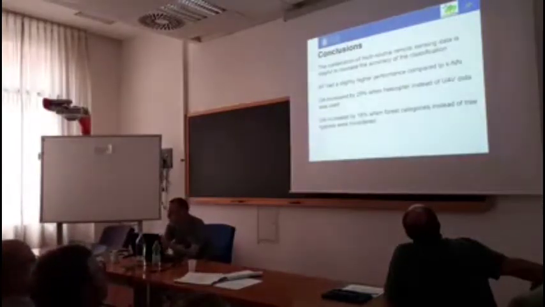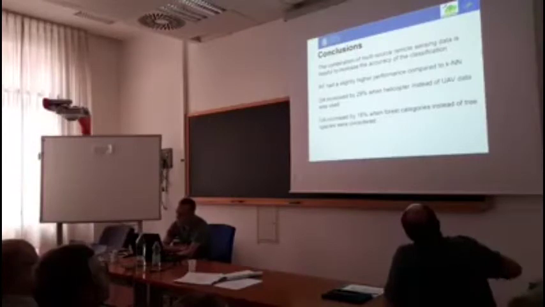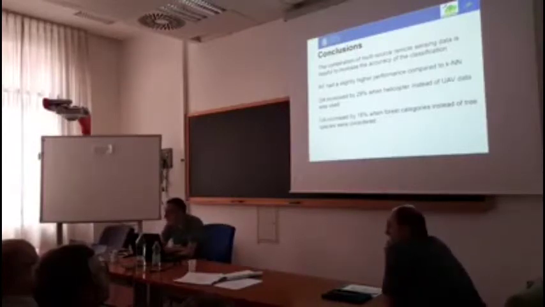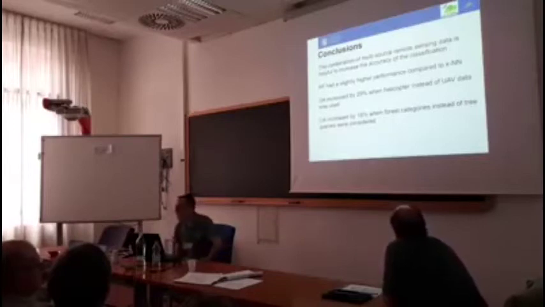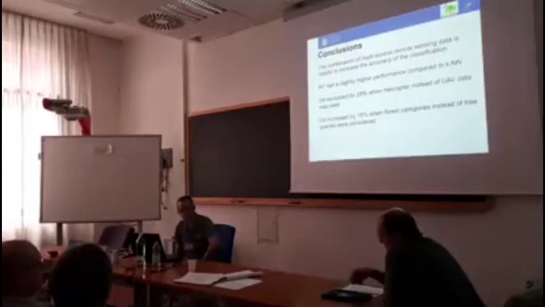So, concluding, our study has confirmed that the integration of the multi-source data coming from the multispectral information and the metrics extracted from the point clouds can improve the accuracy of the classification of the tree species. The random forest had a slightly higher performance compared to the KNN algorithm, and the overall accuracy increased by 29% when we used the helicopter instead of the UAV data, and the overall accuracy increased by 18% when we used the forest category as target for the classification instead of the dominant forestry species.